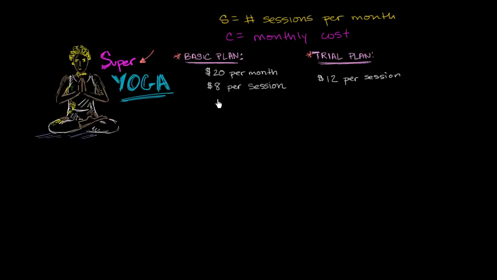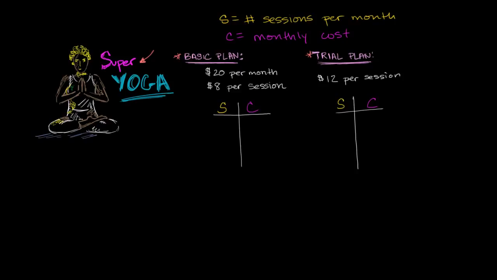So first let's start with the trial plan because that seems a little bit simpler. And I'll draw a little table here, with my number of sessions and my cost. That'll be for my trial plan. And then let's do the same thing for the basic plan so that we can compare. So I have the number of sessions that I attend and my total cost.